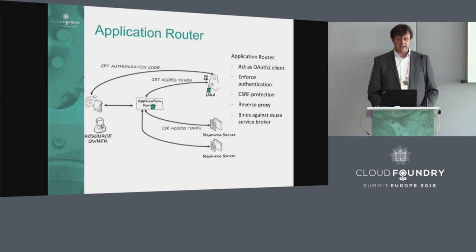to enforce authentication. What the application router additionally does is it will act as a reverse proxy, sending the request to our resource servers. And we have put some additional security functionalities inside the application router. One is CSRF protection. So a request that comes from the browser needs to have a certain HTTP header set. Otherwise, it will not pass the application router.